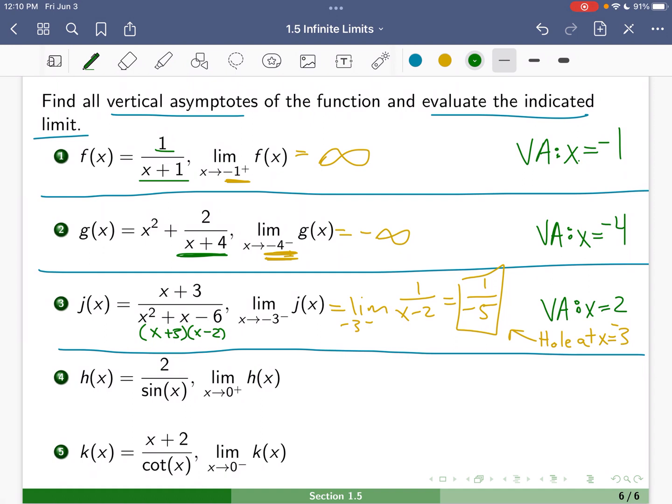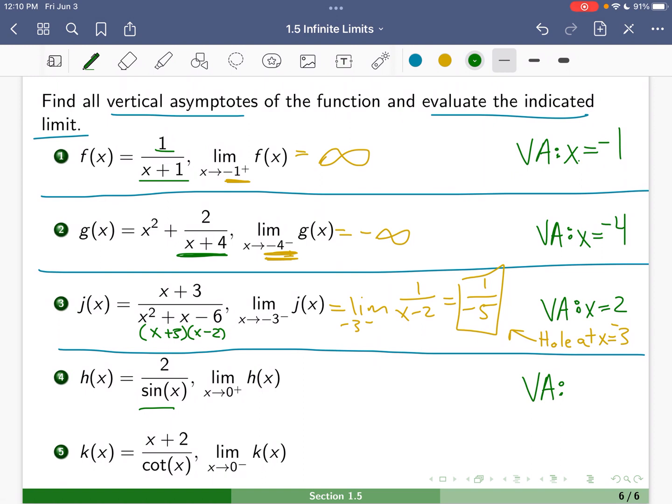So here we have 2 over sine of x. And so we will have a vertical asymptote whenever the sine of x is equal to 0. So when is the sine of x equal to 0? All right, so when is sine equal to 0? Sine is equal to 0 at 0 itself.